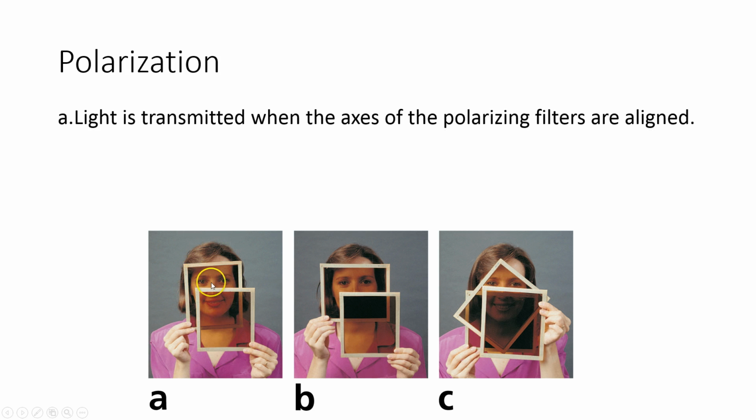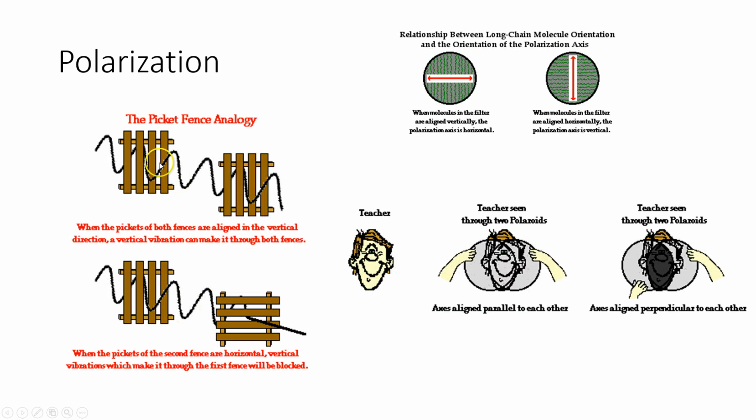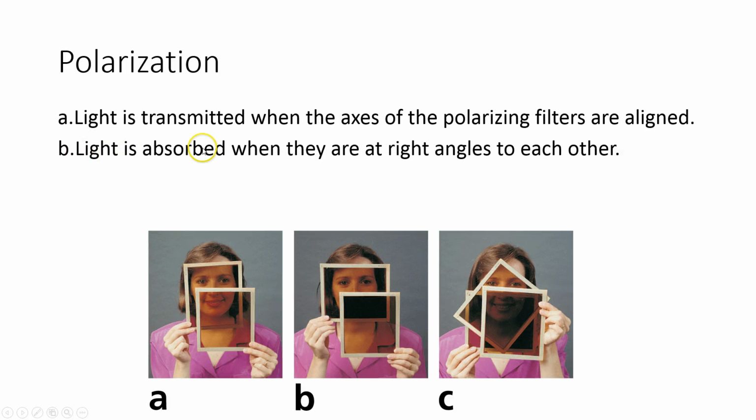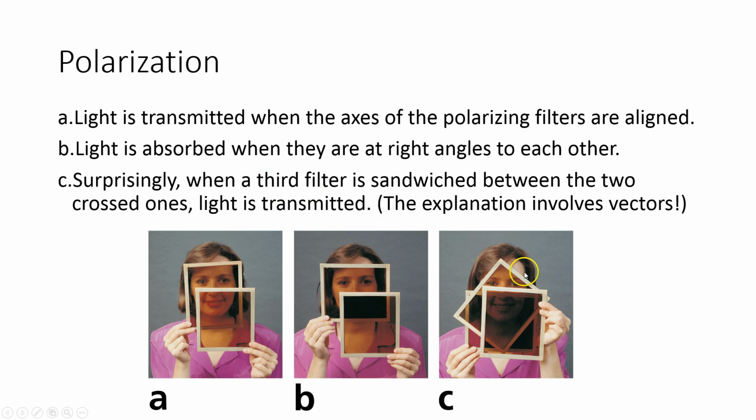We have a lady, and light is transmitted through both of these filters because they are aligned. So kind of like the picket fences in the previous slide, they're aligned like this. If I rotate them so that they are no longer aligned like in B, light is actually absorbed by the second filter and you don't see her face at all. Now there's a weird phenomenon that you can use vectors to try to explain, but if you take a third filter and put it at a 45-degree angle, it actually re-emits that light. It's really kind of a weird effect.